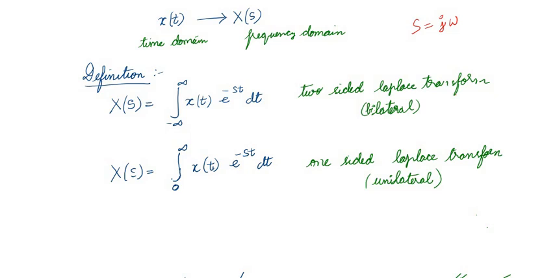Mostly for solving differential equations, this x of t would be applicable for positive time, right? So in this case, instead of minus infinity to plus infinity, we can change it from 0 to infinity. In such case, it is called one-sided Laplace transform or unilateral Laplace transform.